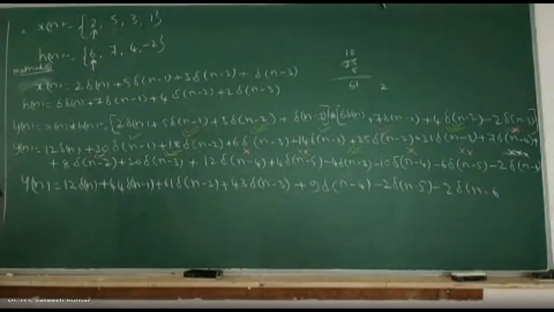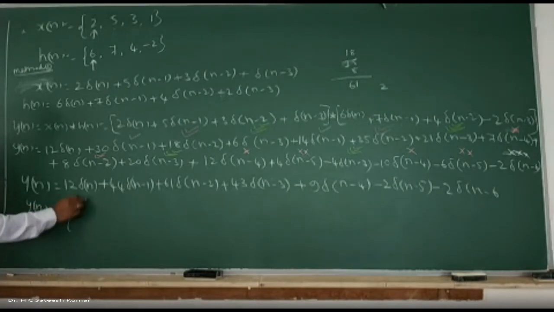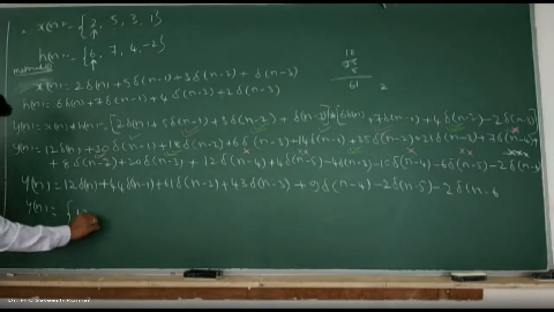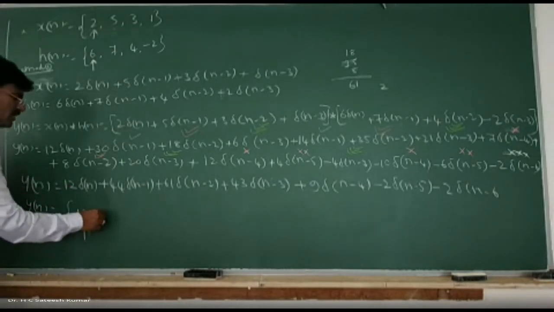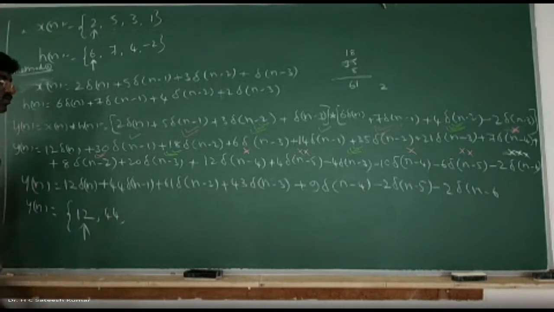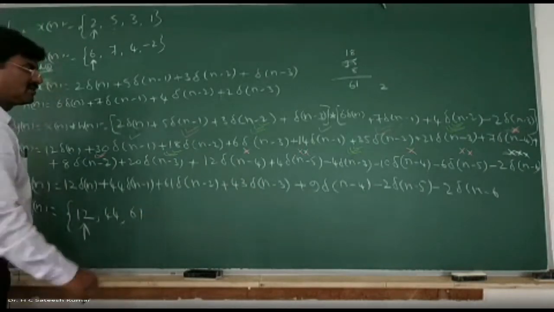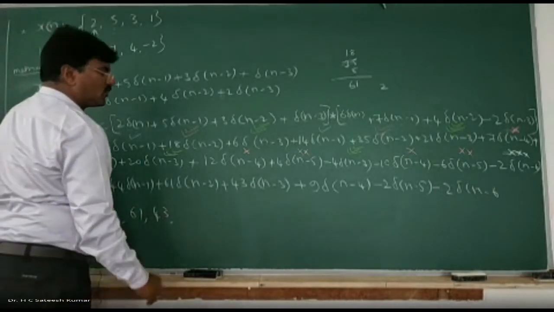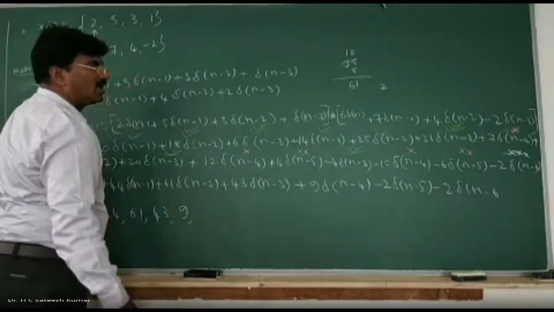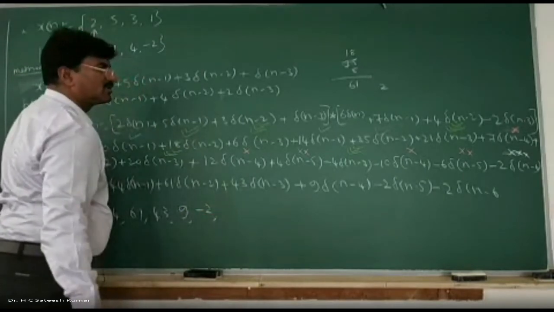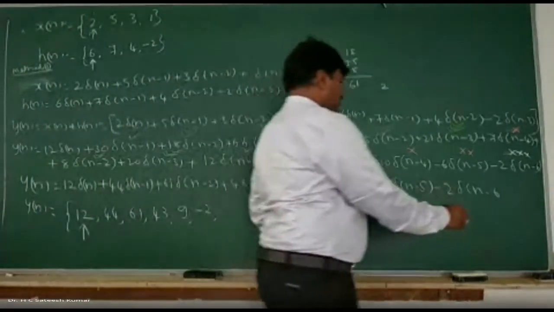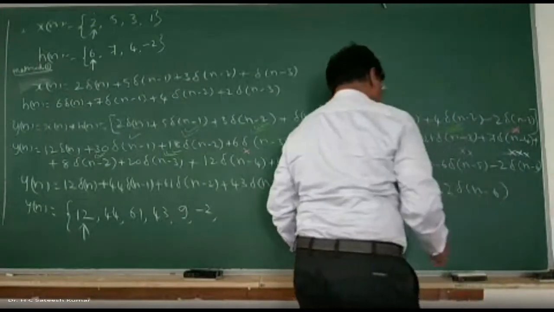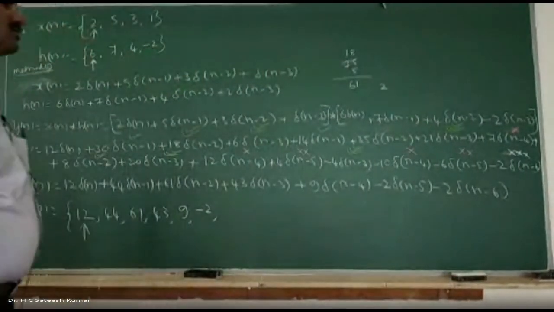Okay, right? So therefore, what is that you can write it? The convolved signal, we can write it as what? Y of n is equal to, delta of n means 0. Arrow mark indicates the 0th value. At 0 it is 12. At 1 its value is 44. At 2 its value is 61. At 3 its value is 43. At 4 its value is 9. At 5 its value is minus 2. At 6 also its value is minus 2.